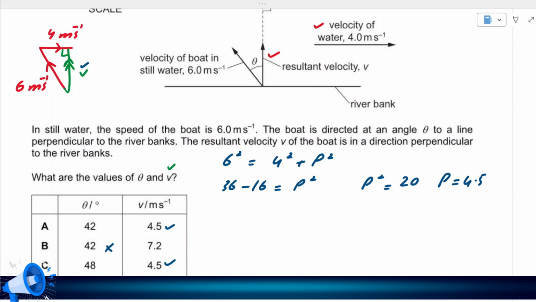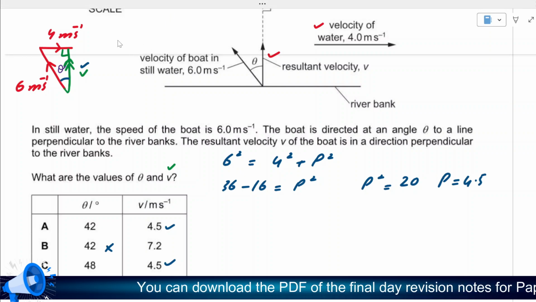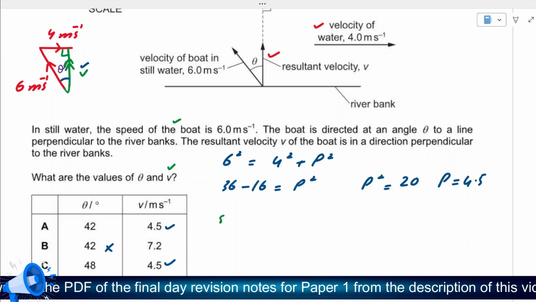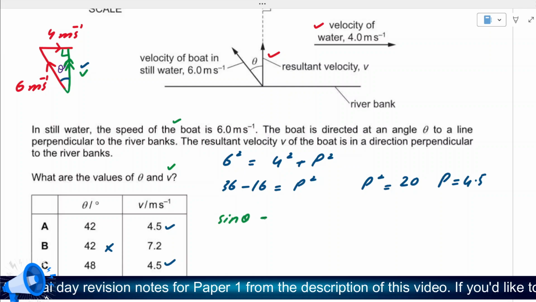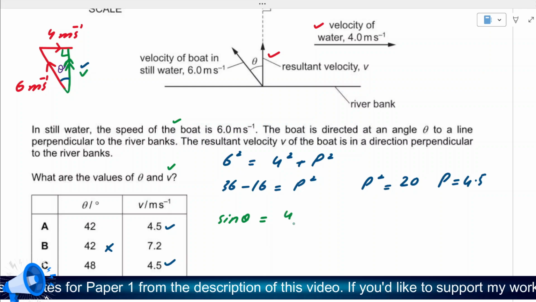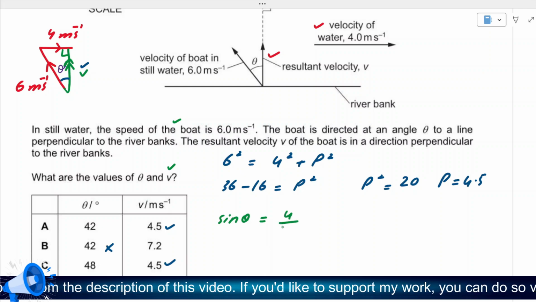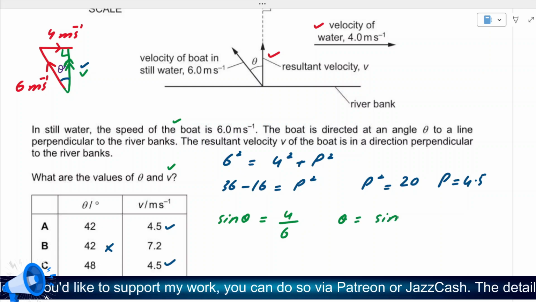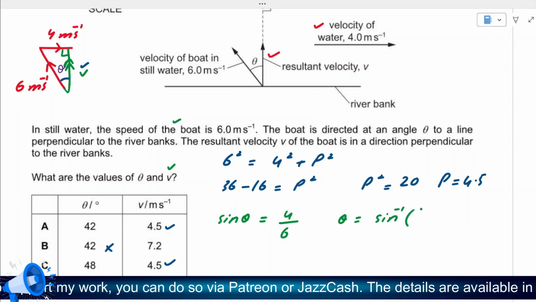Now all we gotta do is to find the angle theta. If we take a look at the diagram, this is the angle theta. Since all three sides are given, you can use any formula of trigonometry: sine, cos, tan. So I could use sine theta equals perpendicular over hypotenuse, then theta equals sine inverse of 4 over 6 or 2 over 3.